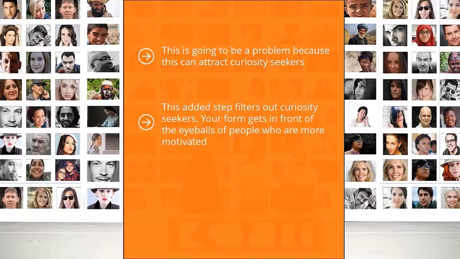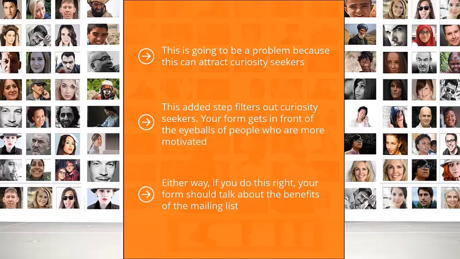Your form gets in front of the eyeballs of people who are more motivated. They have to read an ad or a text that spells out the opportunity and benefit of your list. They then click through to get to the squeeze page form. In other words, you qualify them before you sign them up to your list. Either way, if you do this right, your form should talk about the benefits of the mailing list. This two-step process can go a long way in eliminating curiosity seekers and ensuring that people who sign up for your list are more likely to read your updates.